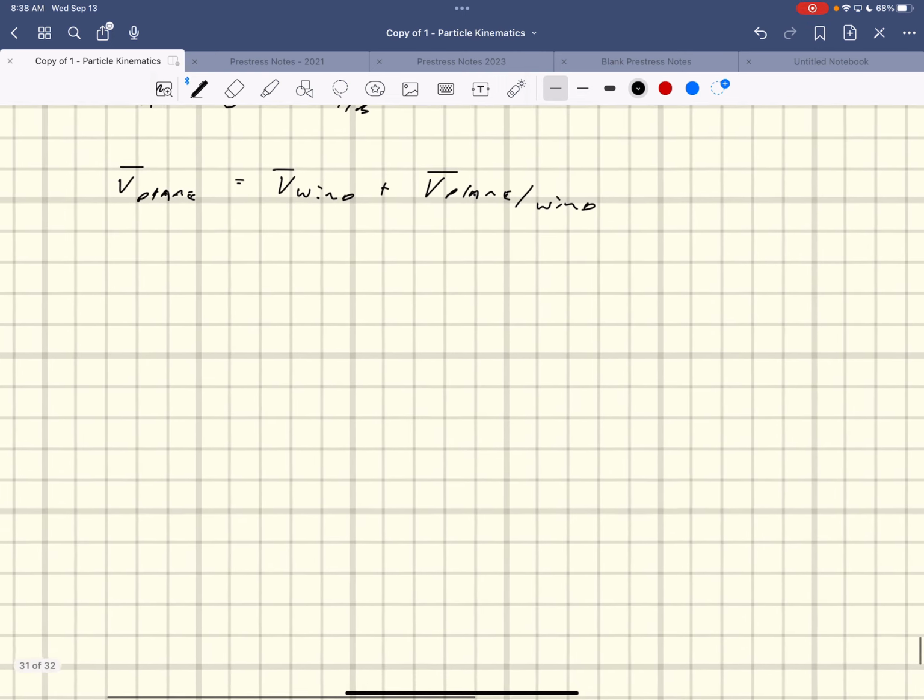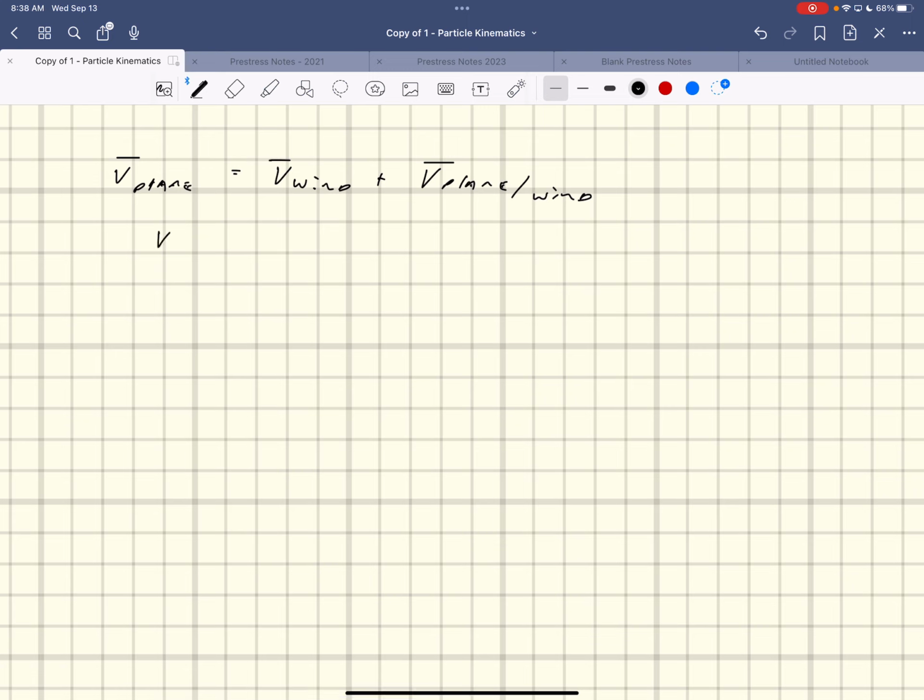Okay? So let's write down some of these terms. The velocity of the plane as seen from the wind is equal to 560 in the j direction. Okay? It's pointed directly due north. It's in the j direction, and it's going to be 560 miles per hour.